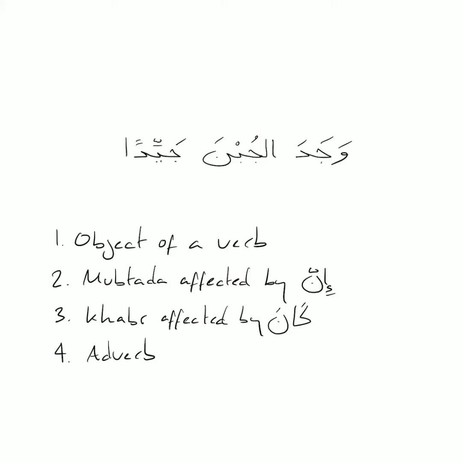So back to this example. So jayidan is an adverb. It's modifying the rest of the sentence. So usually in English, we say that adverbs modify the verb, yeah? How is he running? Quickly. How is he eating? Slowly, etc. Yeah, but in Arabic we say that adverbs modify the rest of the sentence.